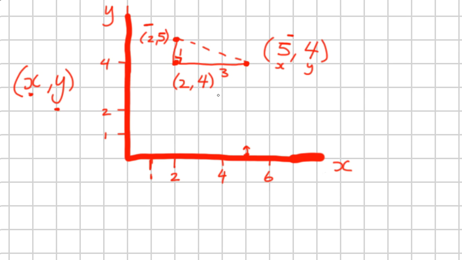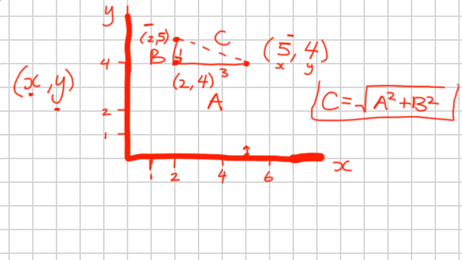And the way I do that is with an equation where I have, let's say I call this side here A, I'm going to call this vertical side B, and this side we're trying to find out is C. So C is equal to, don't get too scared of this, the square root of A squared plus B squared.